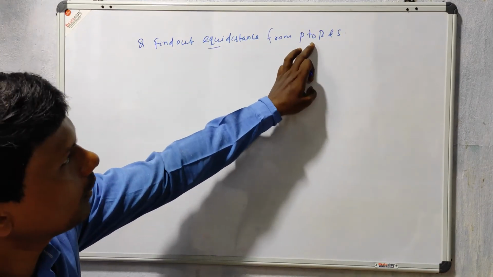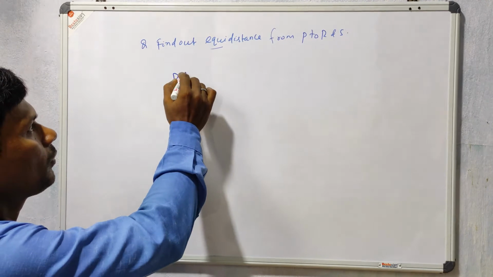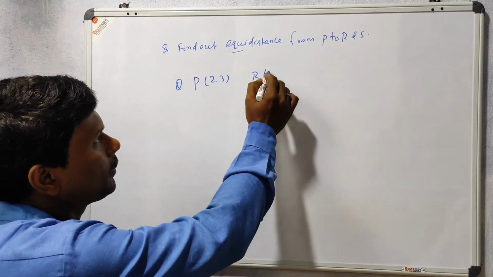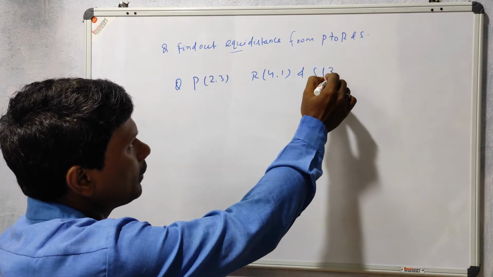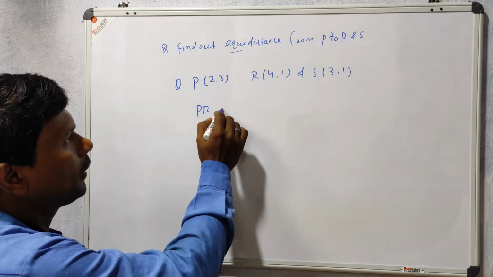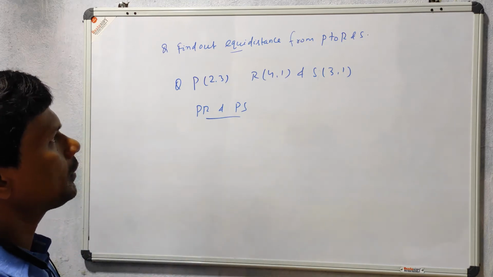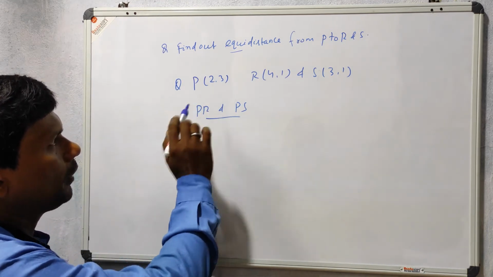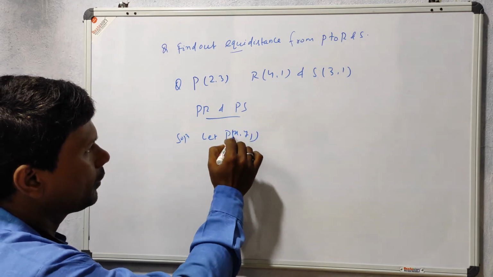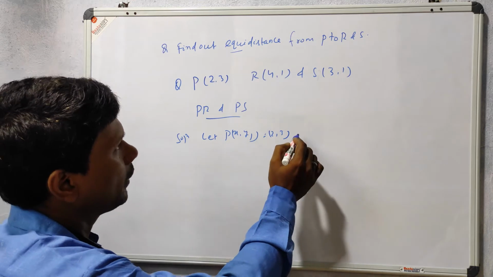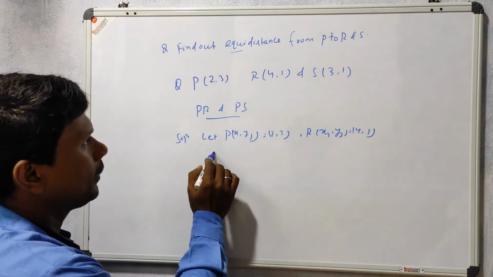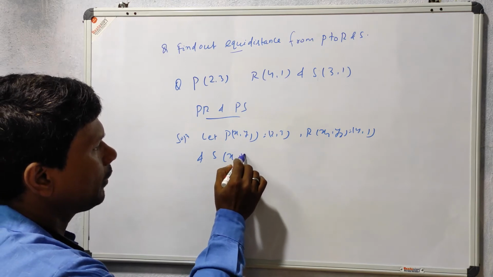Find the equidistance from P to R and P to S. Suppose the given coordinate points are P (2, 3), R (4, 1) and S (3, 1). The question asks for the distance from P to R and from P to S. So what will you do? The lengthy method: first write the solution. Let P be (x1, y1), that is 2, 3; R be (x2, y2), that is 4, 1; and S be (x3, y3), that is 3, 1.